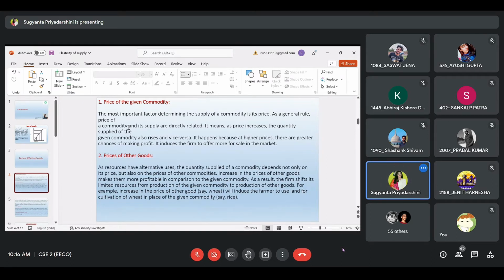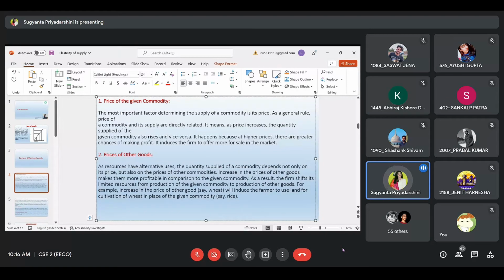The next one is price of other goods. What is this price of other goods? I'm trying to explain it to you with the help of an example. Let us say there is a farmer who is producing two types of goods, wheat and rice. The farmer has 1 acre of land and is utilizing 50% of his land for producing wheat and the other 50% for rice. Now tell me one thing, if all of a sudden the price of wheat has increased in the market, what will happen to the supply of rice?